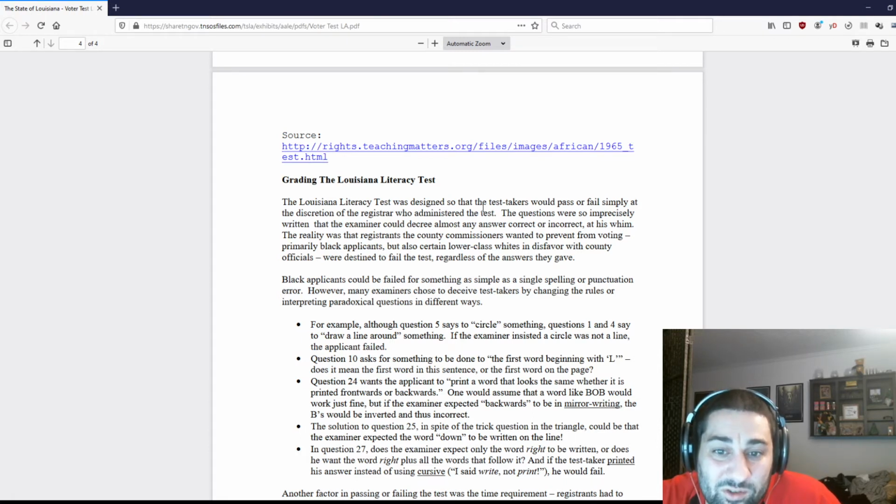The reality was that the registrars of the county commissioners wanted to prevent primarily black applicants from voting, but also certain lower class whites in disfavor with county officials. They were destined to fail the tests regardless of the answers they gave.